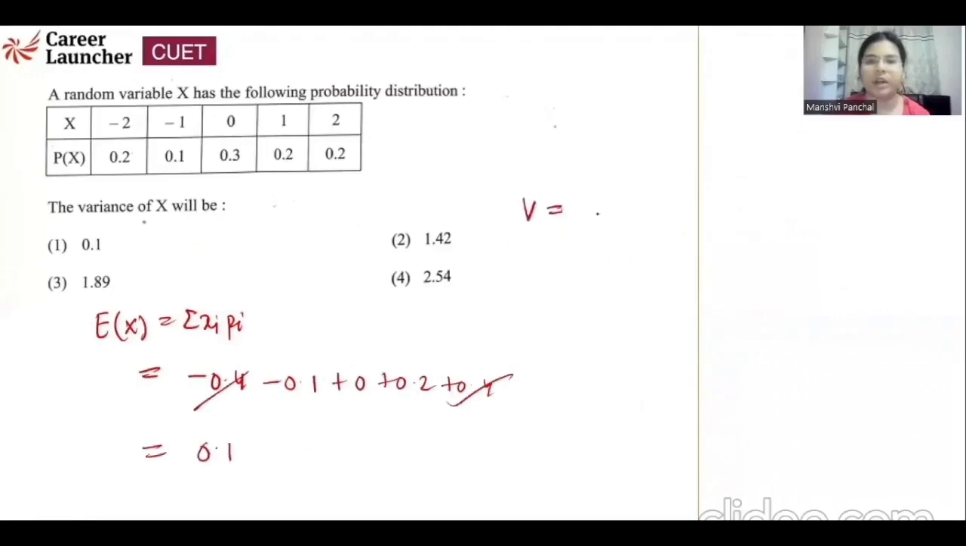Now variance is E(X square) minus (E(X)) whole square, right? So we will calculate E(X square). So E(X square) will be 0.2 into minus 4.